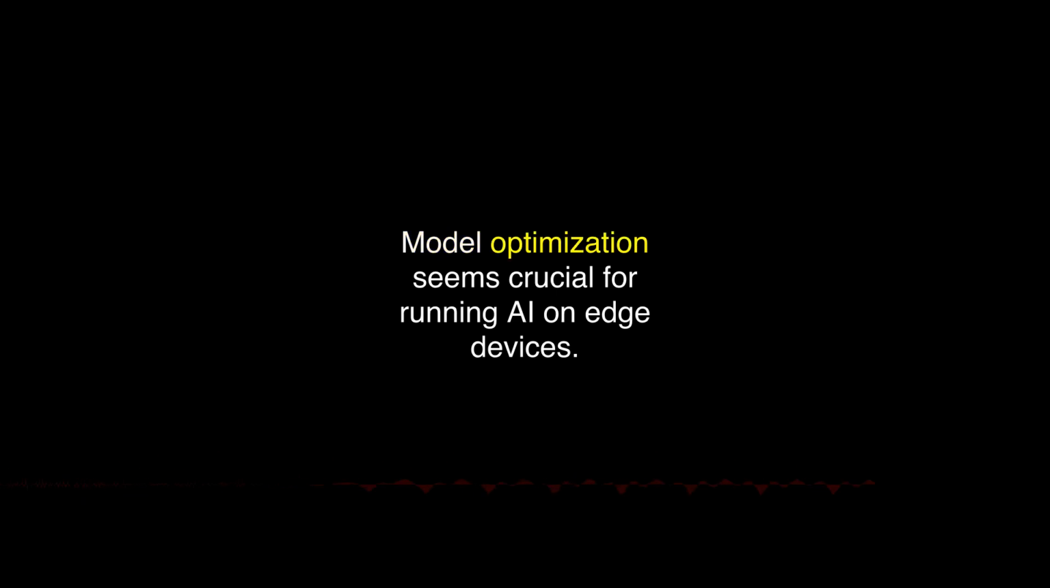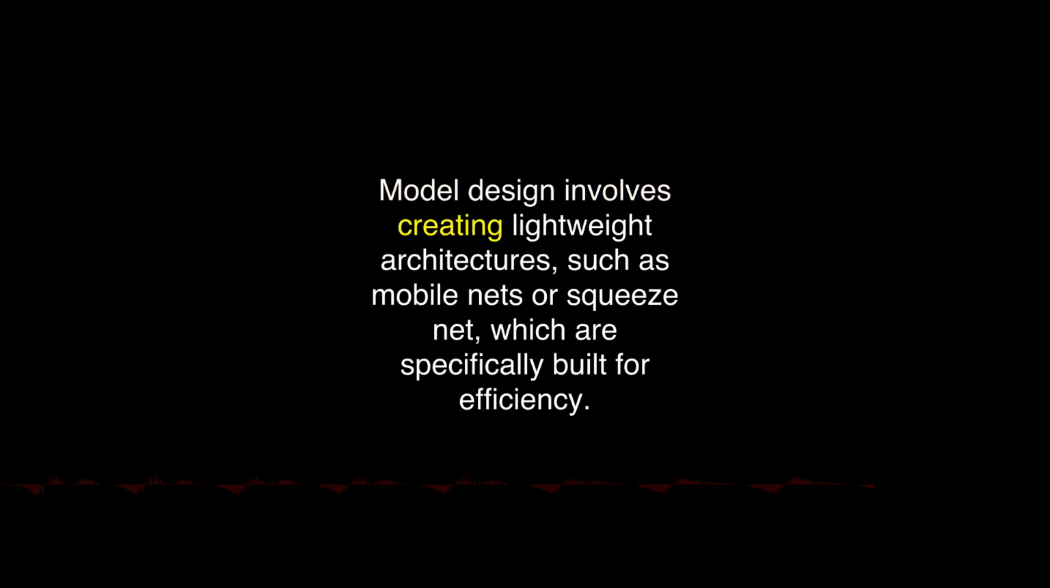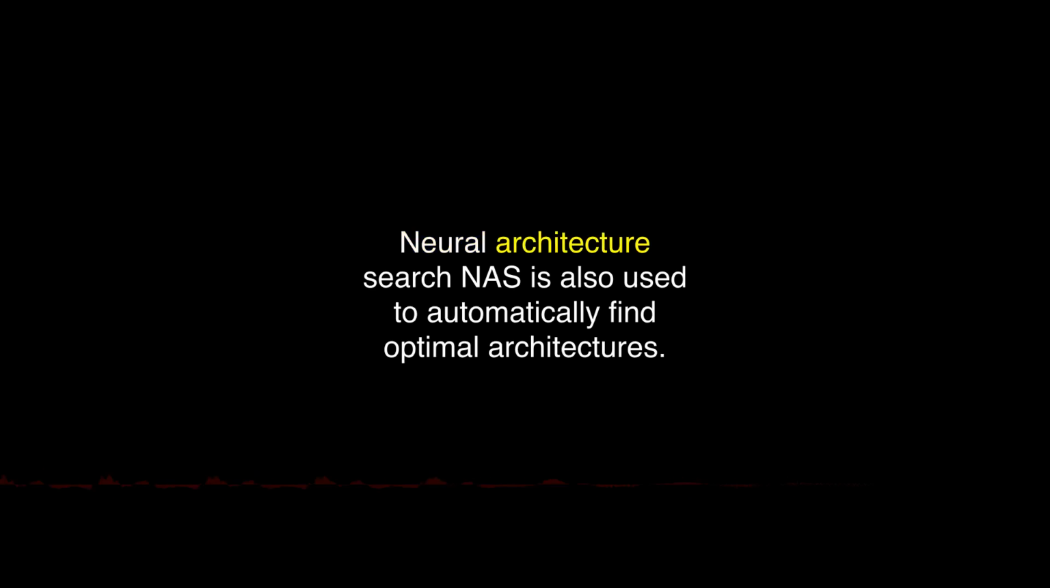Shall we move on to model optimization? Yes, please. Model optimization seems crucial for running AI on edge devices. What are the main strategies here? There are two main approaches: model design and model compression. Model design involves creating lightweight architectures, such as MobileNets or SqueezeNet, which are specifically built for efficiency. Neural architecture search, NAS, is also used to automatically find optimal architectures.